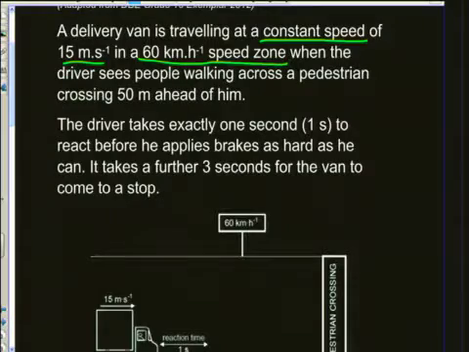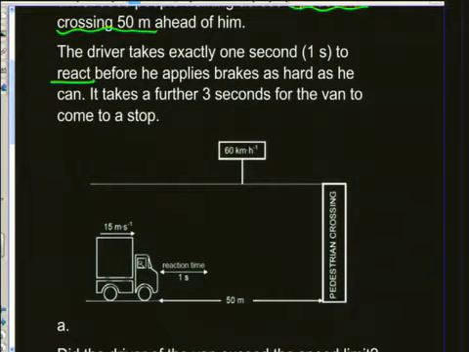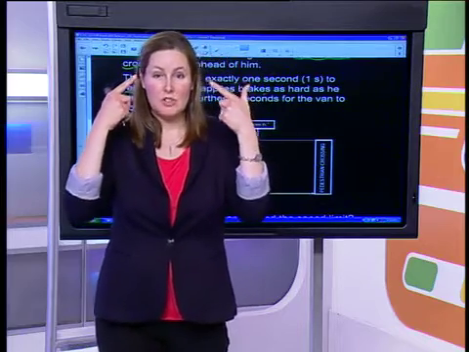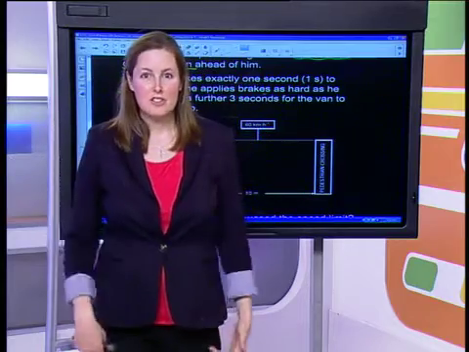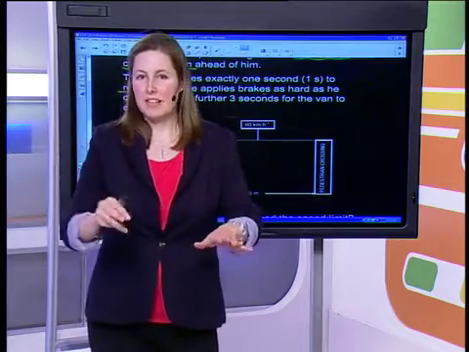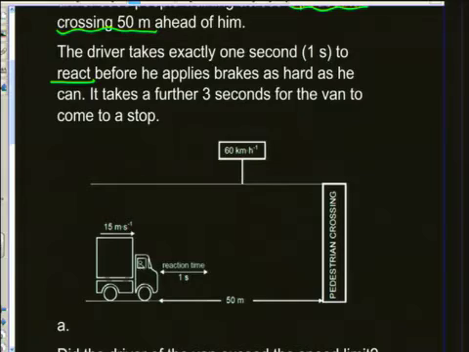This is a delivery van in a 60 kilometer per hour zone, which is the normal speed limit in a city centre. When the driver sees people crossing at a pedestrian crossing, 50 meters ahead of him, of course he must stop for the pedestrian crossing. The driver takes exactly 1 second to react. We spoke about reaction times, because it takes a bit of time for the message to be sent from the image on his retina, in his eyes, to his brain, to his legs, to go foot off the accelerator, foot onto the brake. And there will be that reaction time. It's telling us his reaction is 1 second.